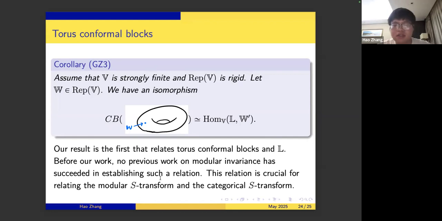And before our work, no previous work on modular invariance has succeeded in establishing such a relation. And this relation will be crucial to relate the modular S transformation and the categorical transformation. The modular transformation is here and the categorical S transformation is here. And so we hope there will be further progress and further applications of the sewing-factorization theorem and some topological modular functor description by our conformal block theory.